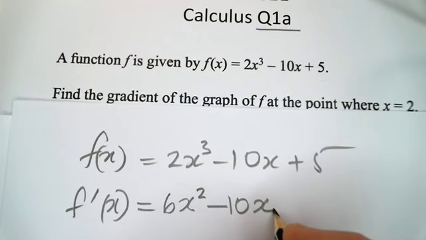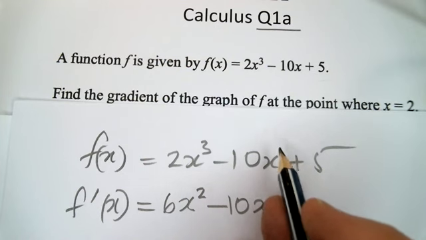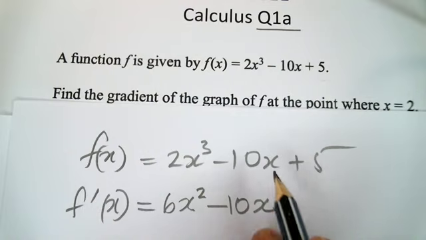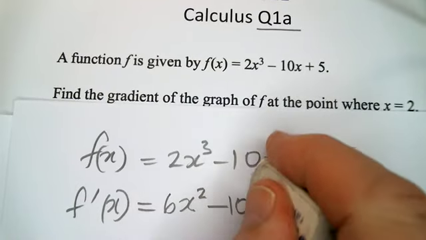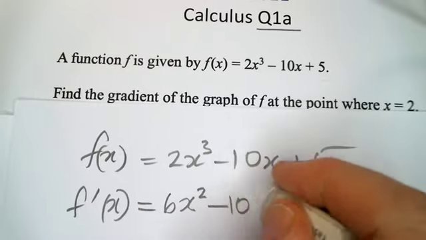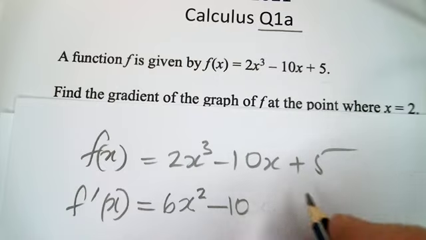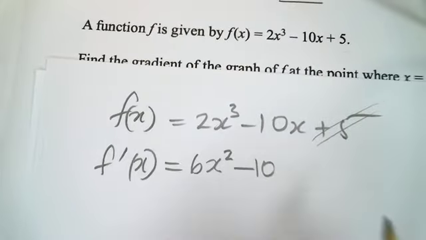I've got an x with a power of 1. If I reduce the 1 by 1, I get 0, so it's negative 10 times x to the power 0. Anything to the power 0 is just 1, so the x isn't actually there. We're going to leave that as negative 10. And of course, the 5 on the end just falls away. So that's our gradient function.